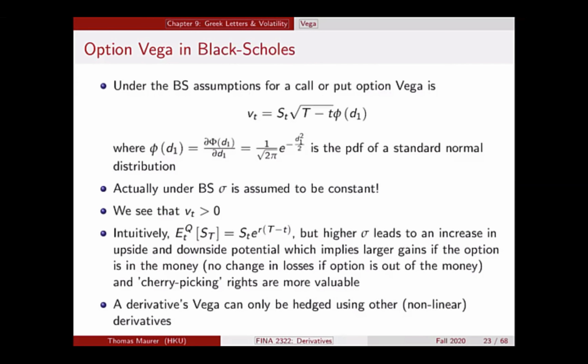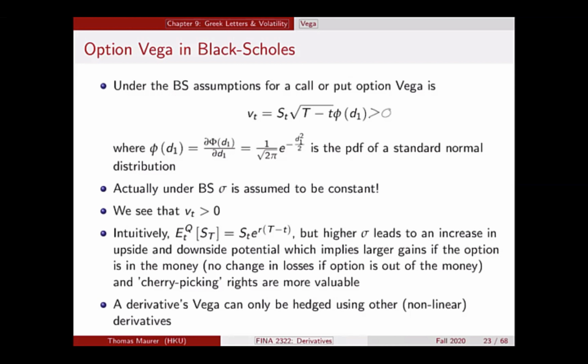In the Black-Scholes formula, Vega, again, you take just your Black-Scholes formula and take the derivative with respect to volatility. It's always going to be positive. So if volatility increases, well, then actually the cherry picking right becomes more valuable, and therefore the Vega is positive. So both call and put option become more valuable as risk increases.